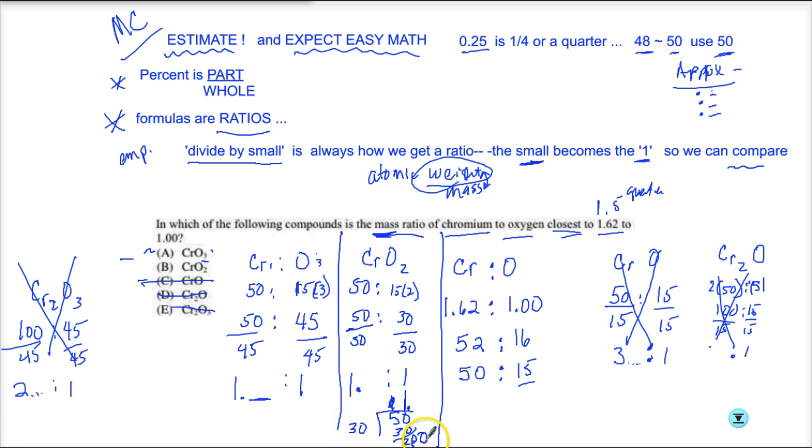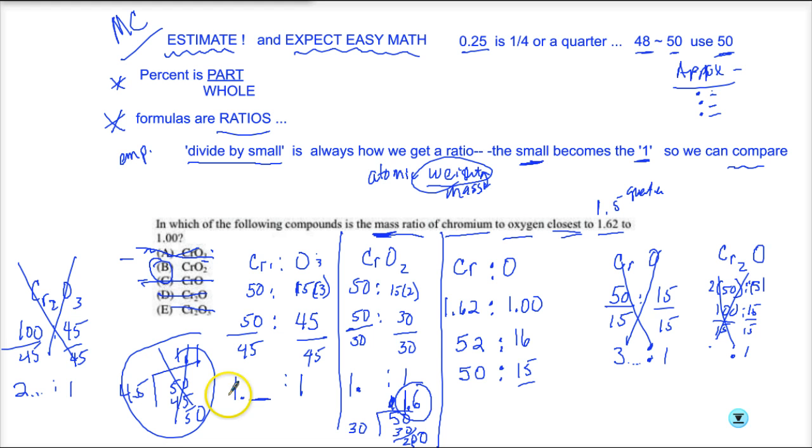So 3 goes into 200, 3 goes into 26, 1.6. I've found the magic number. I don't have to go any further than that. The other one is not going to be 1.6, but if you want me to prove it to you, 45 into 50 goes 1 time, with 5 left over. So that is wrong, and B is going to be your choice.